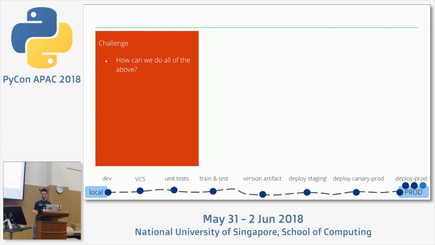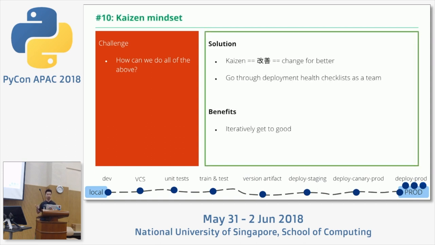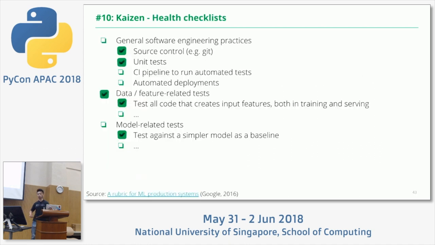And so how can we do all the above, right? I maybe don't have money to train or build a team or whatever. So the solution is a Kaizen mindset. Kaizen is a Japanese word. In Chinese, it's Gaishan. It means change for better. So as a team, you can go through a deployment health checklist, and we iteratively get to good.